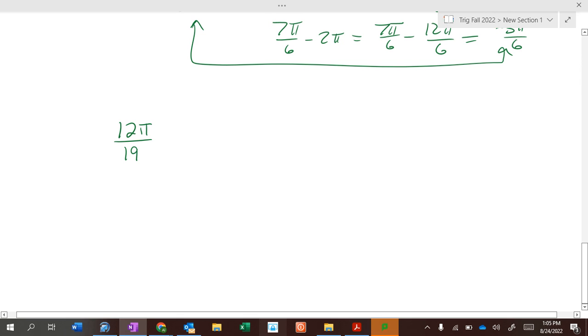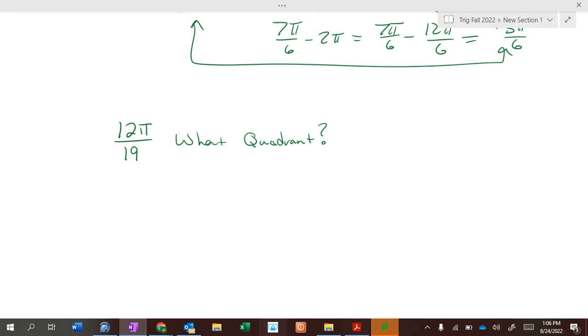12 pi over 19. What quadrant am I in if I'm at 12 pi over 19? 3? Close. 4? No. 2. Yeah. I guess. I could tell you were guessing.